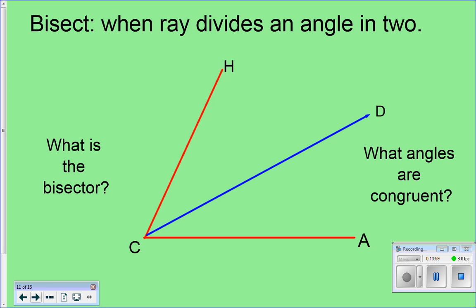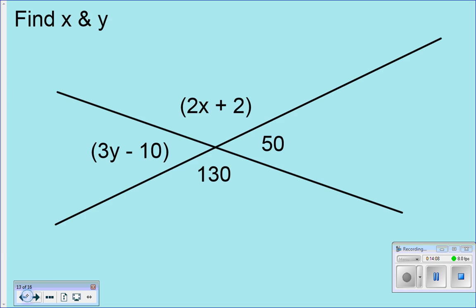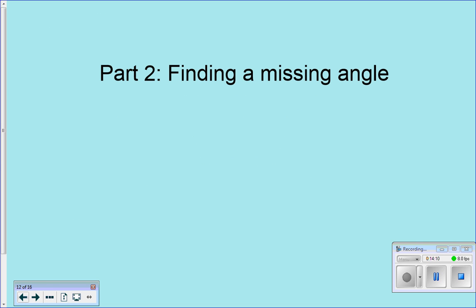Bisector. I'm going to skip this for a second. Okay, and this is part 2, finding a measure. You'll be able to do this. Finding a missing angle. Okay, so they're going to give us something, kind of like what we did with vertical angles. Remember I said, okay, this is 50, now find the missing one? That's basically what this is. Finding missing angles.